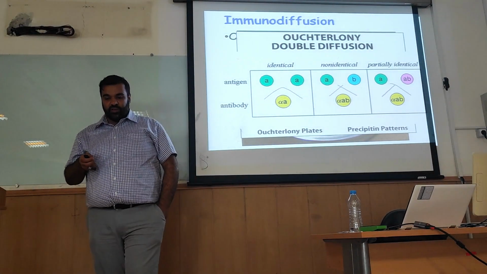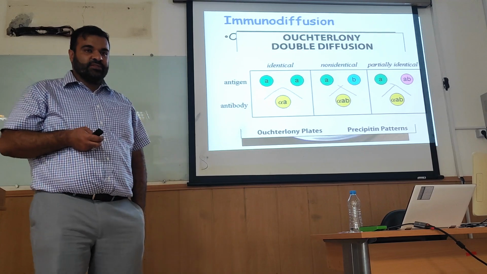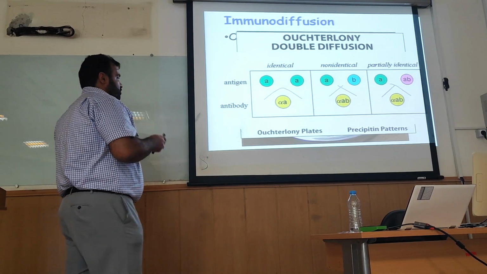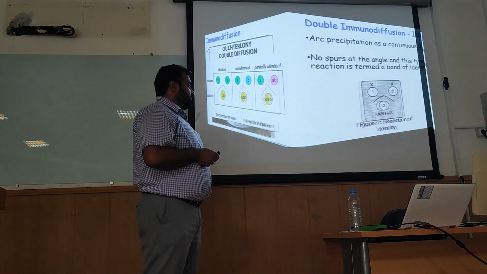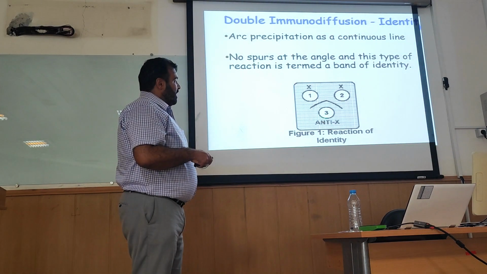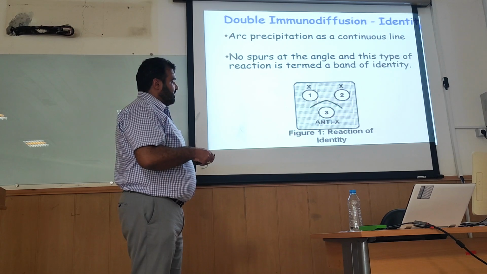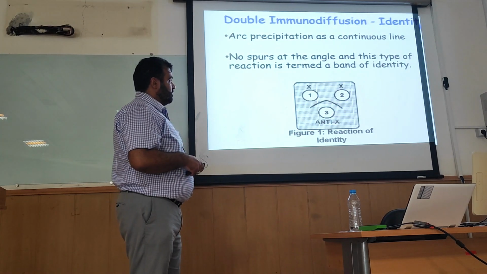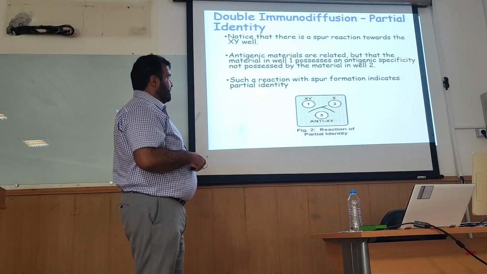In a scenario where we have multiple antigens and antibodies in a patient, we don't know which one's which. We used to use Ochterlony double diffusion. Just to emphasize, if it creates this curve, it means identity. It recognizes both of these antigens. Okay, so band of identity.